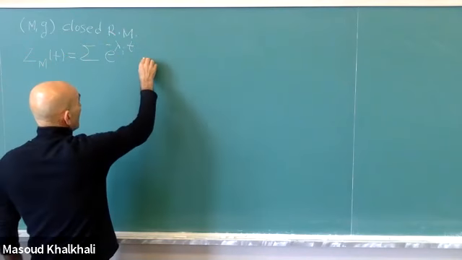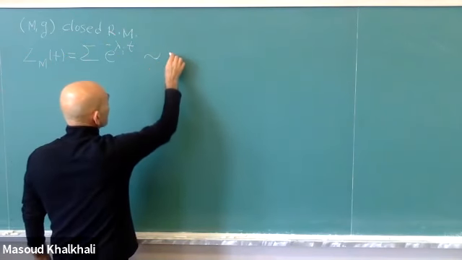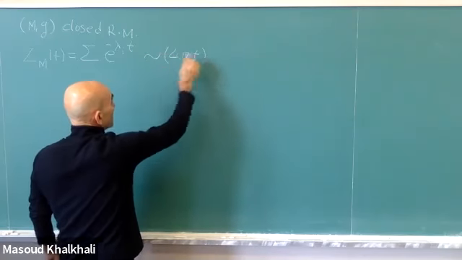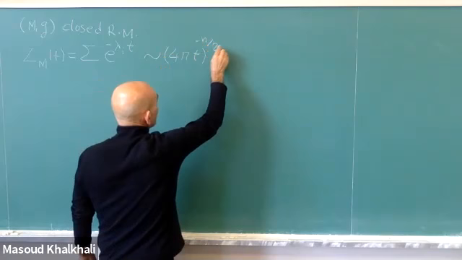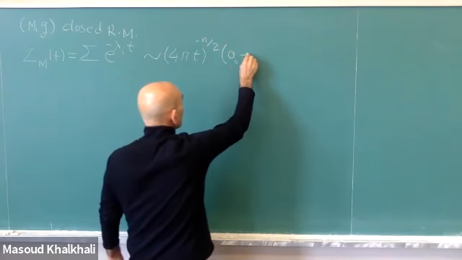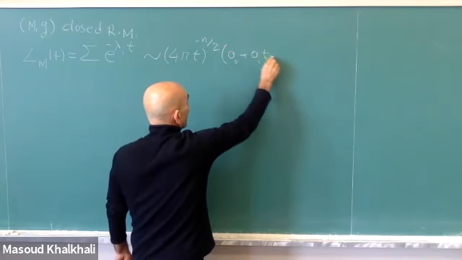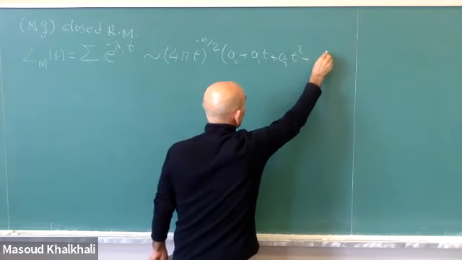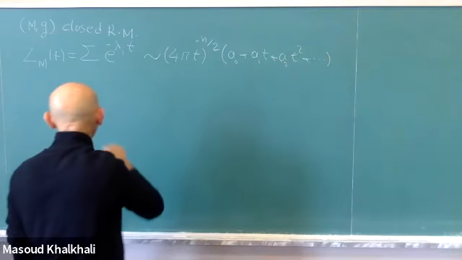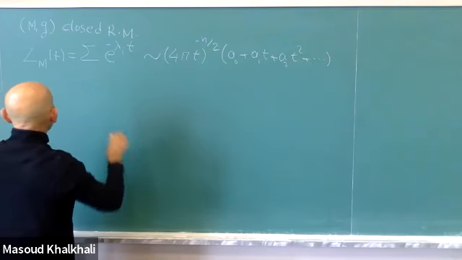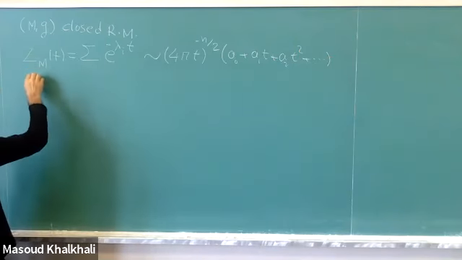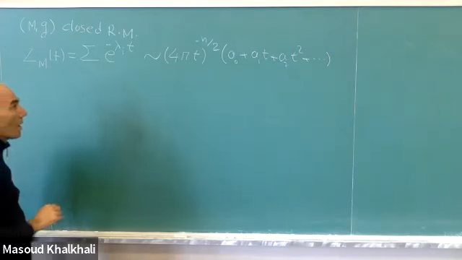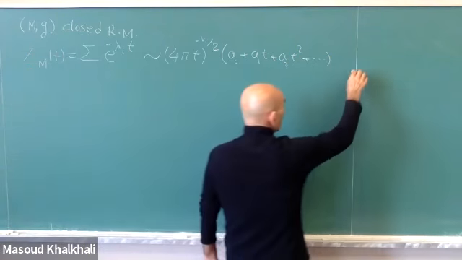And then I said that there is an asymptotic expansion of this form: (4 pi t) to the power minus n over 2 times a0 plus a1 t plus a2 t squared, and so on. So this is the partition function, this is the heat trace expansion. Of course, n is the dimension of the manifold.